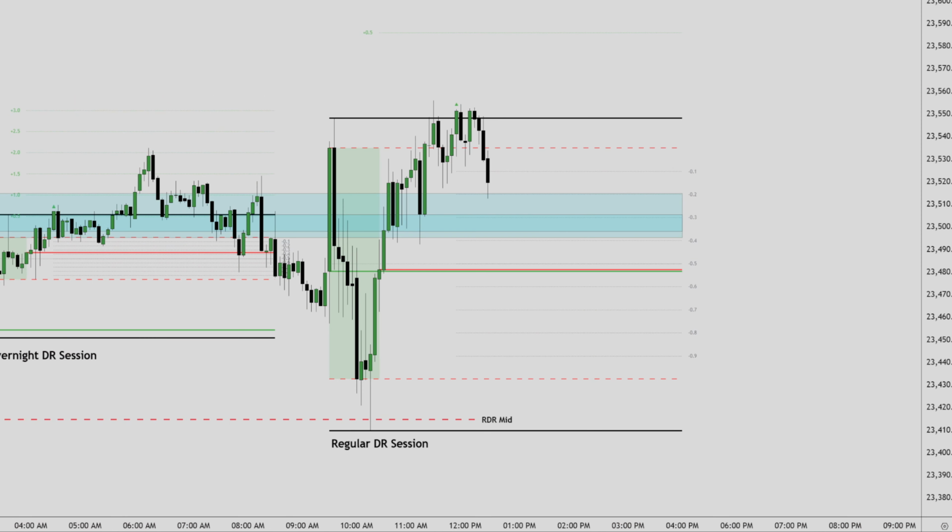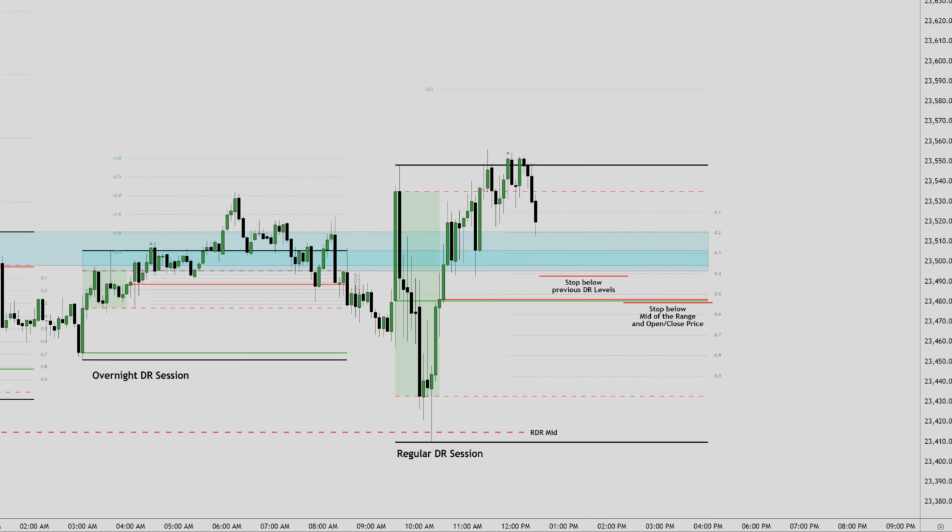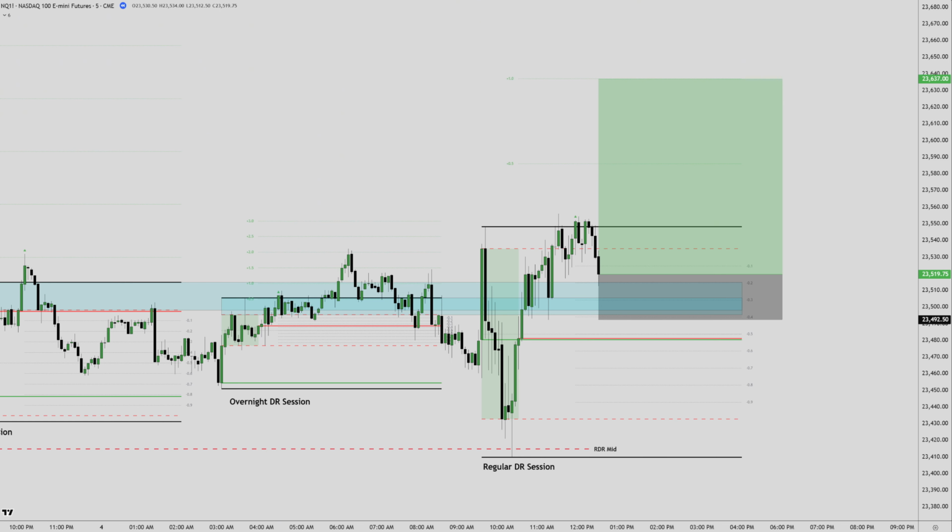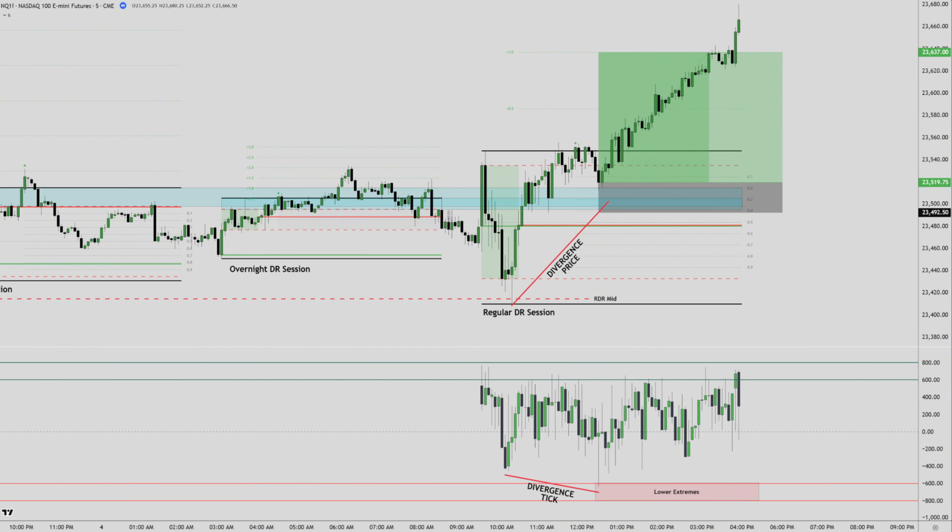A more aggressive way to place a stop loss would be below the previous DR levels, while you can also place it below the range mid to go the safer way. Both ways offer 3R or more. And there you go, price reaches the 1 standard deviation level and extends even further.